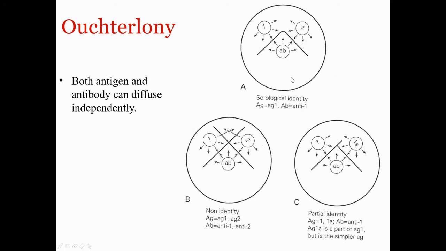So the first picture depicts the serological identity of antigen 1 and antibody 1. This antibody can form the precipitant reaction with both of them over there. In case of this one, what happens? Both of them don't get matched, so that's why it goes for cross matching. In case of the C picture, it is going for partial identity. So the first one is identity, the second one is non-identity, and the third one is partial identity.